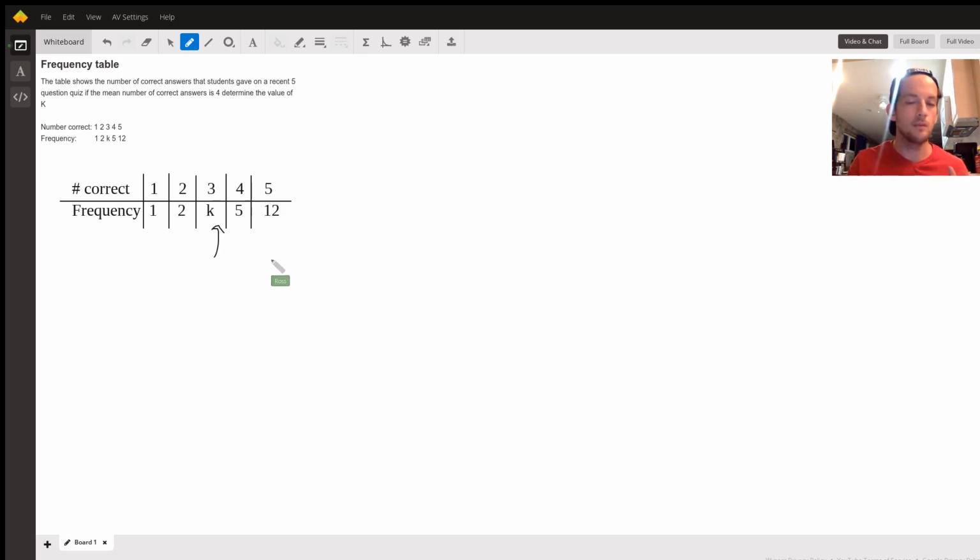So a couple things first. Remember that for an average, you want to add up all of the values and divide by how many there are. And then remember that a frequency table is telling you how many times a certain result happened. So for example, in this case, this 5 and 12, the 12 is telling you the frequency, that represents 12 people, and the 5 is how many correct.